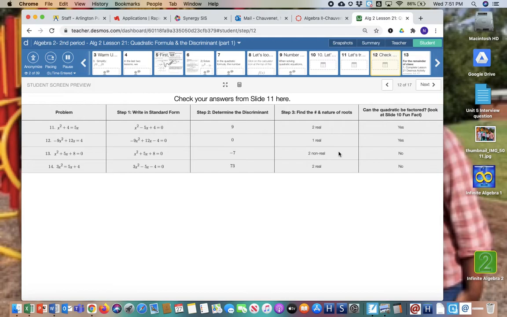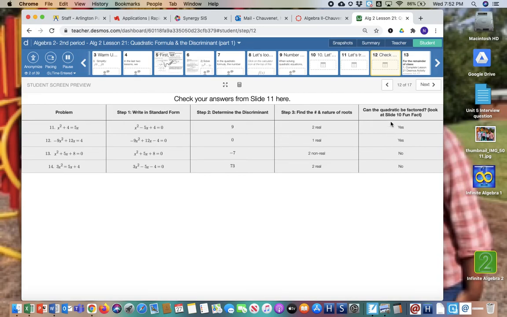Okay? So in terms of, can this be factored? Like, could you have done this with factoring? Well, it can only be factored if this is a perfect square. Well, technically 0 and 9 are perfect squares, and obviously if it's negative you can't factor, and 73 is not a perfect square. So you could not factor these bottom 2, but you could factor these top 2.